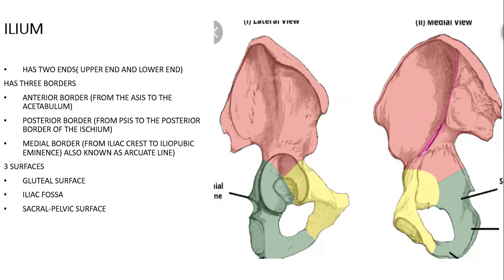The lower part of the medial border is also known as the arcuate line. So the arcuate line is just the lower part of the medial border of the ilium. Okay. Then when it comes to the surfaces, the ilium has three surfaces.